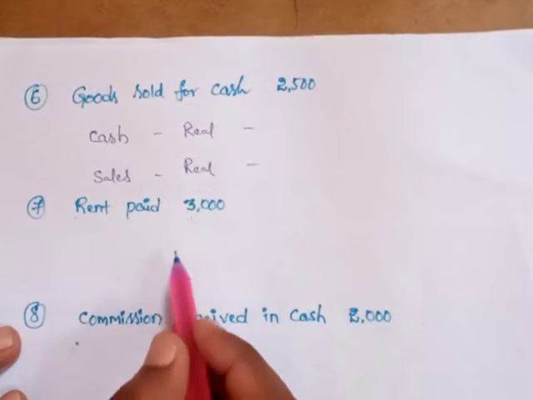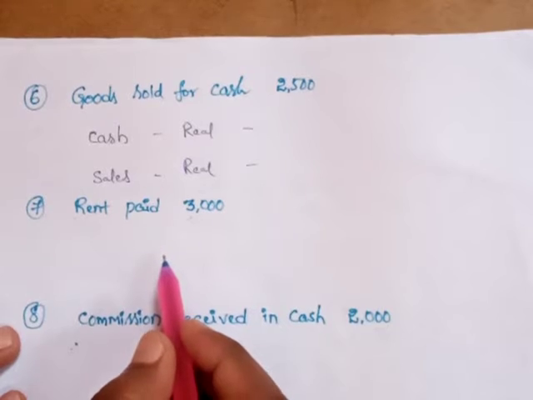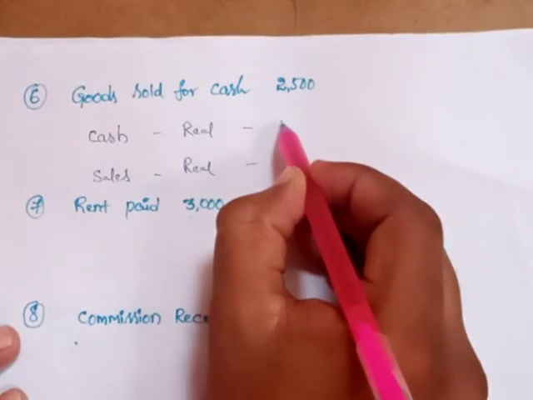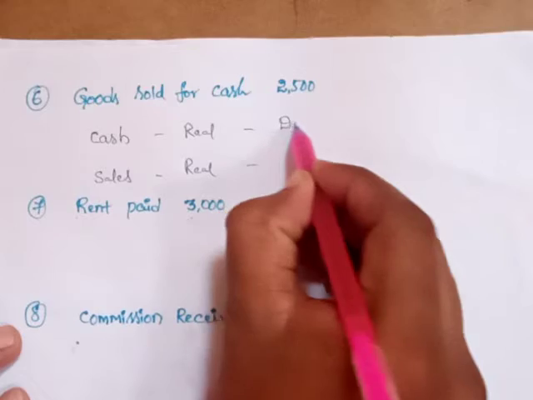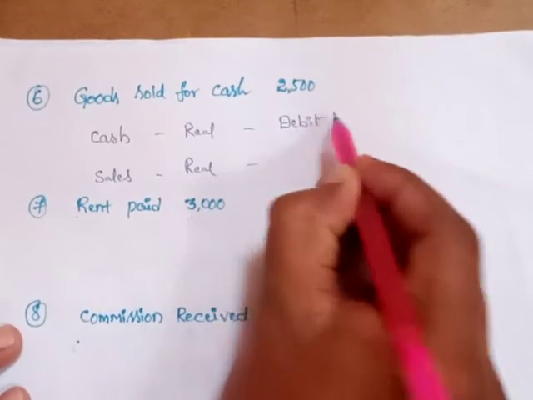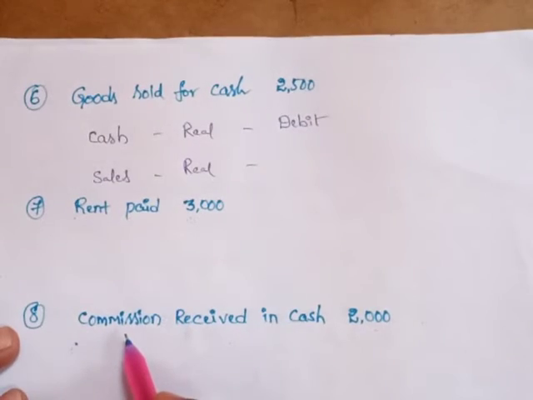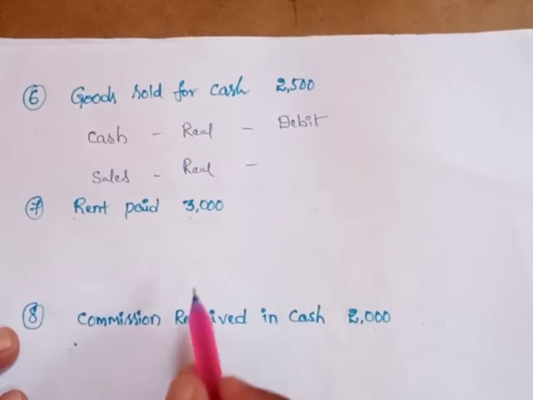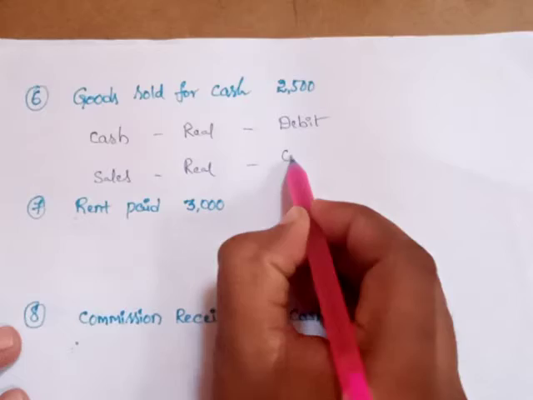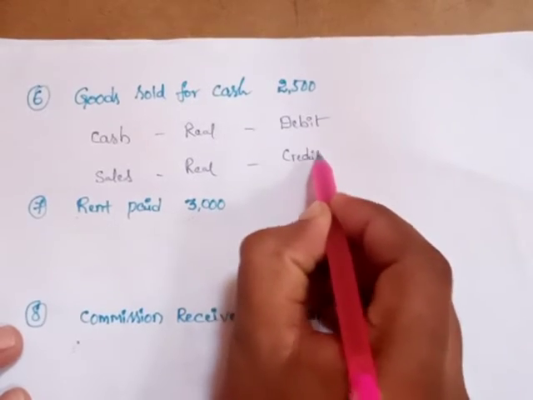So when we sold goods, cash will come into the business. According to real account, what comes in? That will be debit. And when we sold goods, goods will go out from the business. According to real account, what goes out? That will be credit.